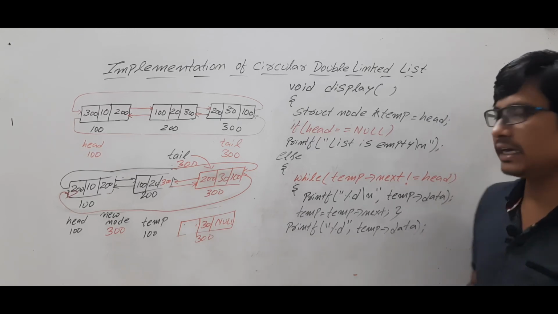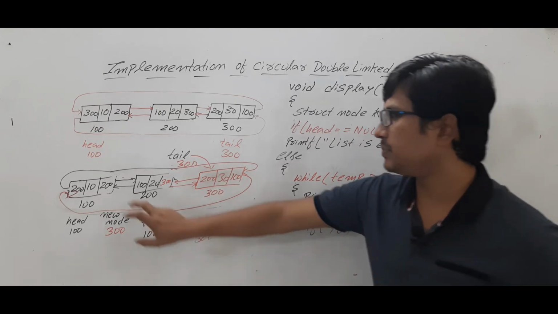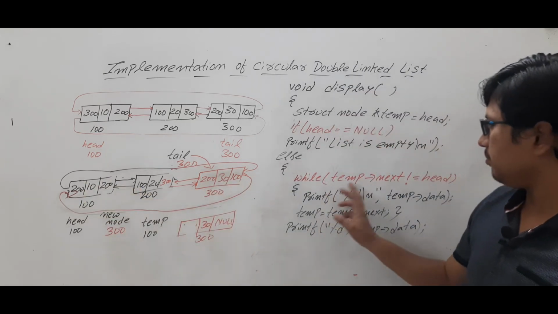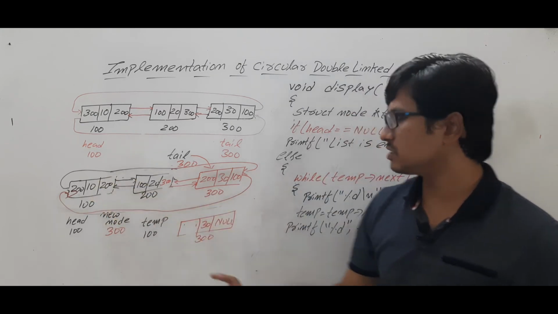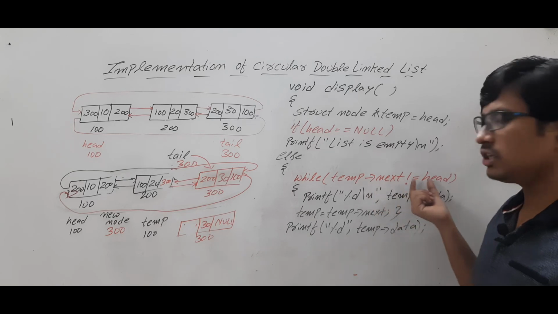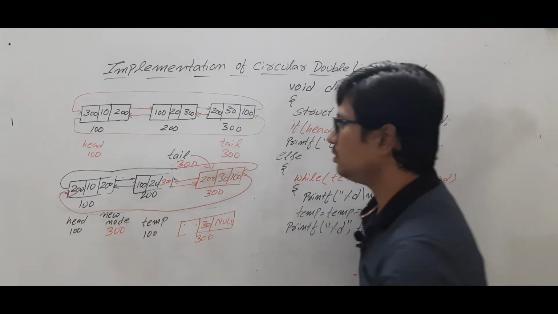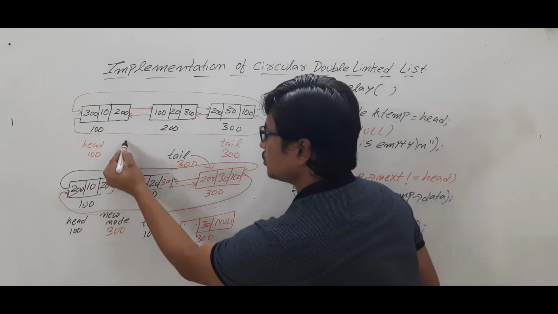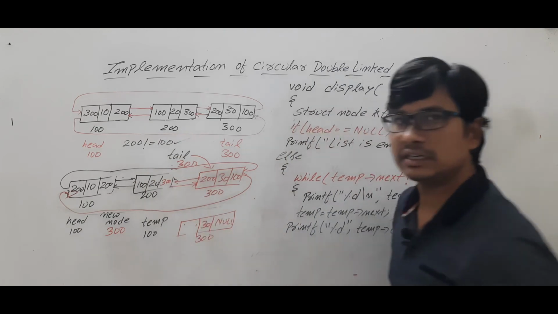Let me explain with this list. Now temp is 100. Look at here, temp of next, 100 of next is 200, which is equal to what? We need to check whether it is equal to head or not. So we got temp of next is 200. 200 is not equal to 100. Yes, this condition is true.